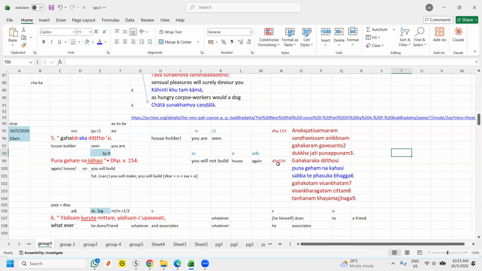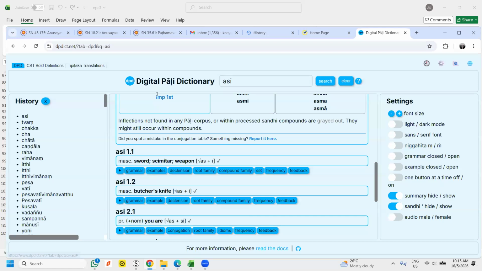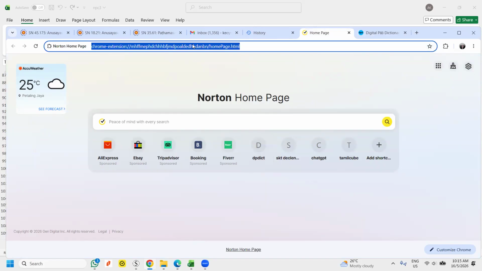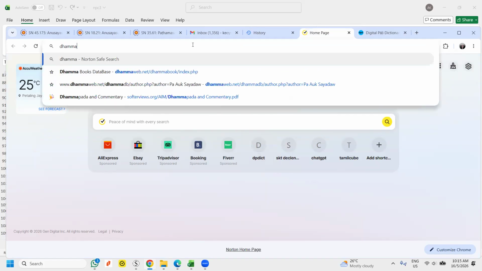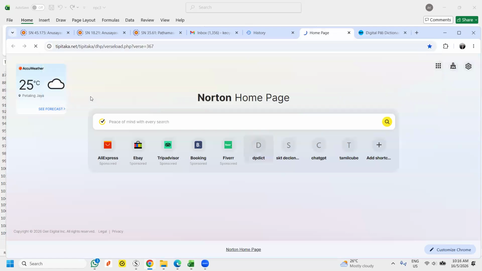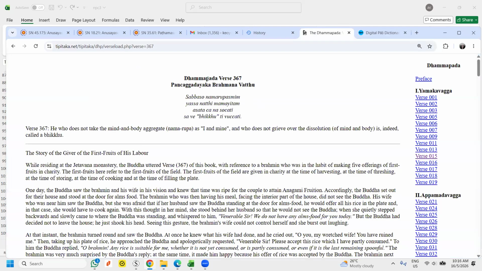Okay, if you want to know Dhammapada verses and you don't have any book, you just go to Google. Okay, here you go. I'm using Google Chrome. What you need to do is just type Dhammapada, so you type Dhammapada verses and story. So this is the one. Okay, so you will come to here.